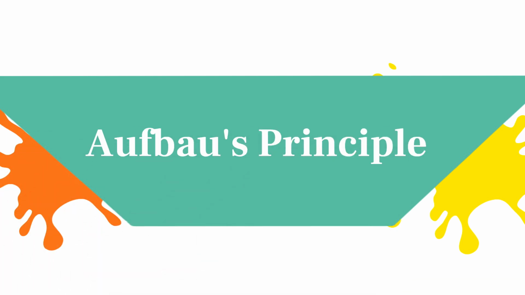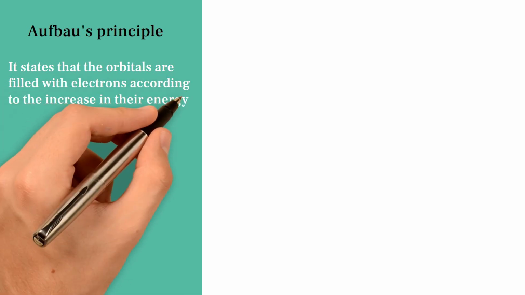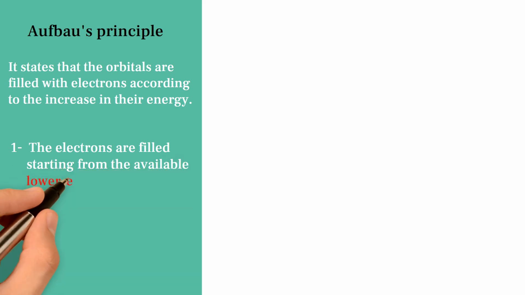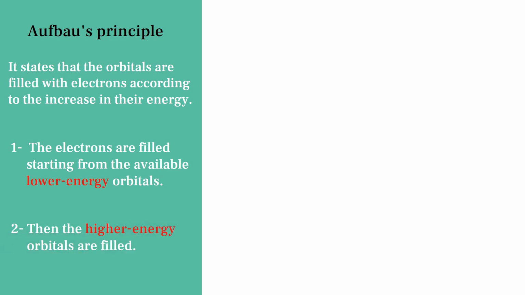Aufbau's principle, which is also known as the building up principle or construction of an atom, states that the orbitals are filled with electrons according to the increase in their energy. So the electrons are filled starting from the available lower energy orbitals, then the higher energy orbitals are filled. How's that? Let's see.